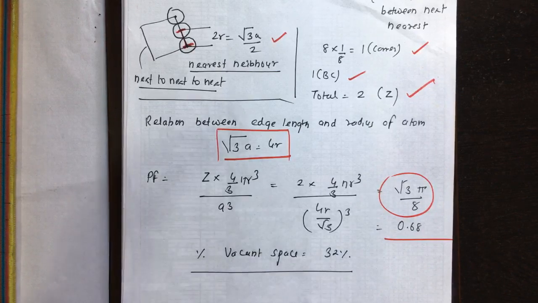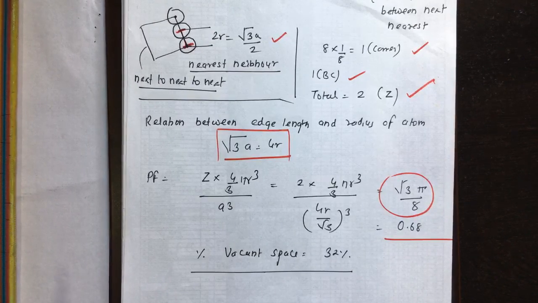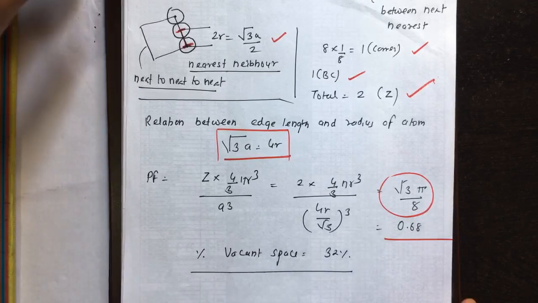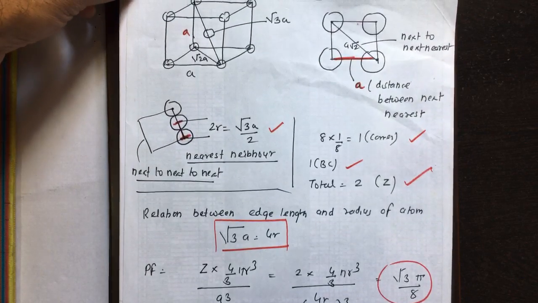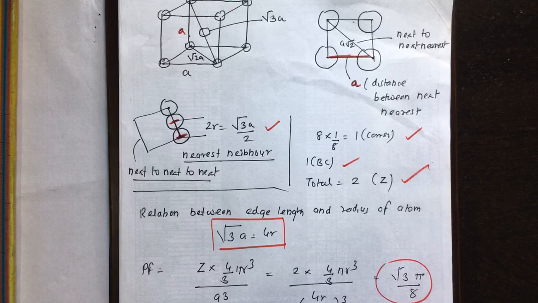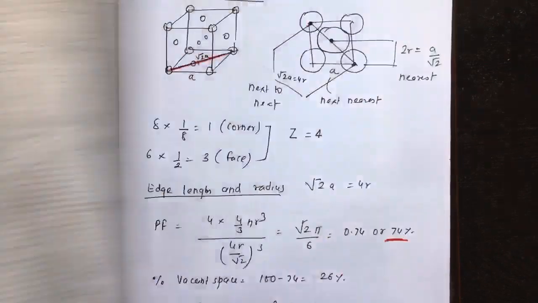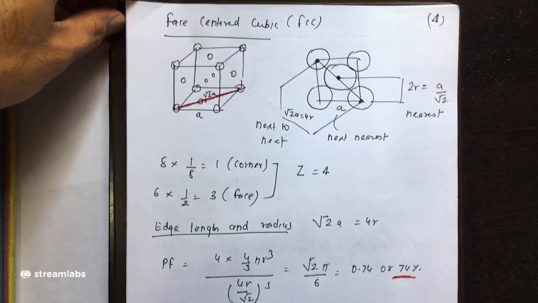So the percentage occupancy in BCC is 68%, while the rest is unoccupied, that is 32% is the space which is left over. If you compare SC and BCC, the most efficient arrangement is BCC. Why? Because of the greater percentage of occupied space. Let's come on to the next point of discussion, which is called the FCC.